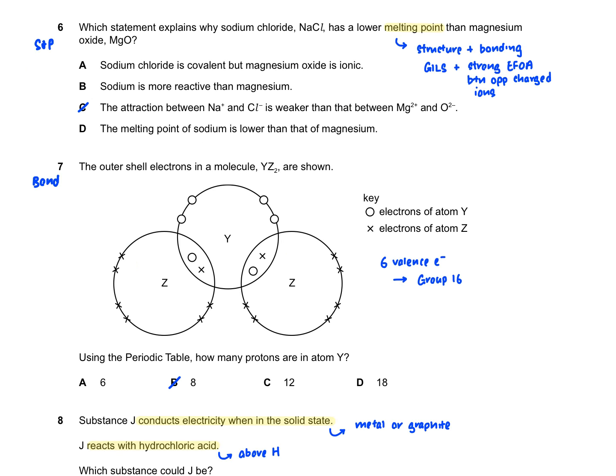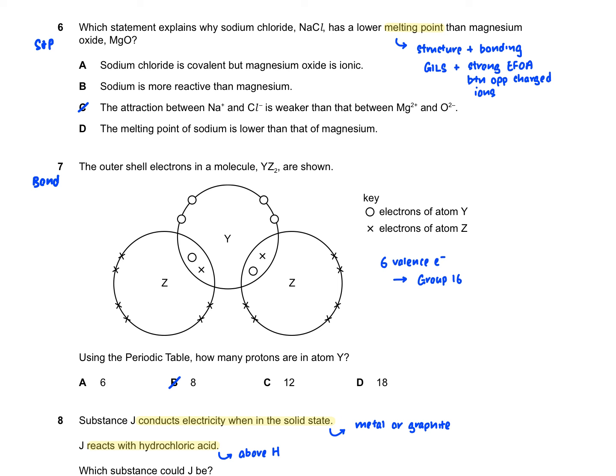For question 6, we are looking at melting point. Whenever you see melting point, it's related to structure and properties. So over here, we are looking at sodium chloride and magnesium oxide. From the identity of the compounds, you must be able to recall that they are ionic compounds. Therefore, they have a giant ionic lattice structure with strong electrostatic forces of attraction between your oppositely charged ions. Now, when a particular ionic compound has a lower melting point, it simply states that the electrostatic forces of attraction are weaker.